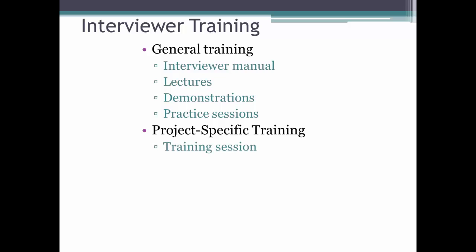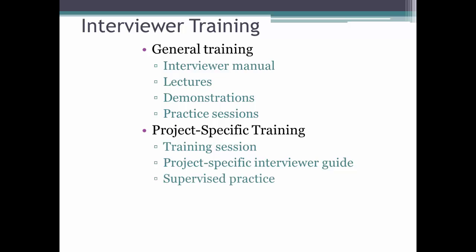When it comes to an actual project, there's likely going to be some sort of training session that explains the study's purpose, types of questions, potential pitfalls, and even goes over how to pronounce certain words or names. Many times, a project-specific interviewer guide is prepared so that interviewers have something they can refer to when they have questions. Frequently, the training involves supervised practice, where interviewers pair up and practice interviewing each other to get the flow of the questionnaire and discover any flaws that may exist in the survey instrument, or potentially even some awkward wording.